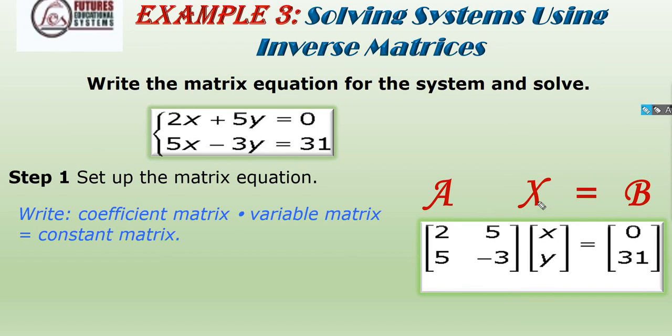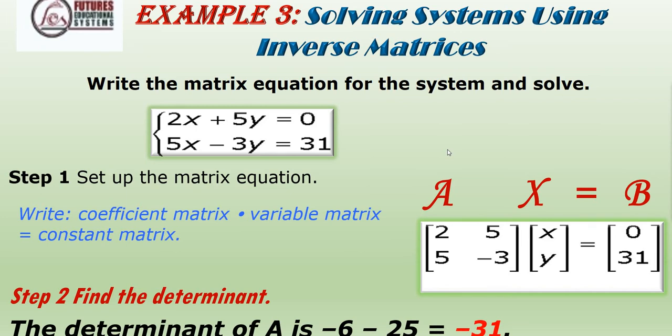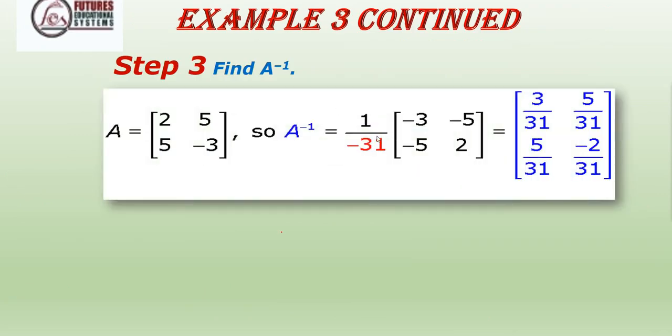Again, put A before B and multiply A and B, and we get the result, the values of x and y. Step 2, the determinant equals negative 31. Step 3, we get the determinant equal to negative 31, so 1 over negative 31 times the inverse matrix.